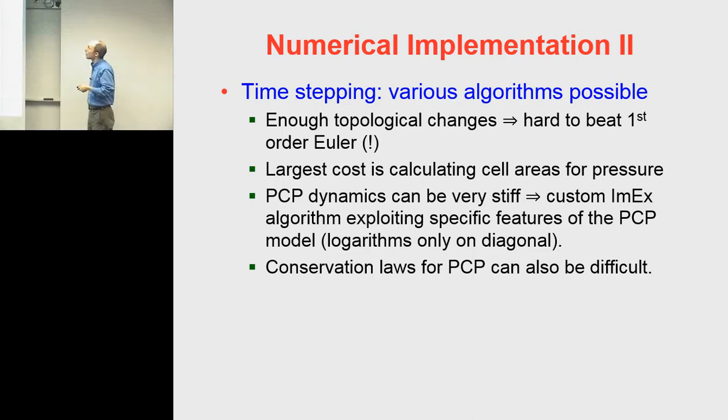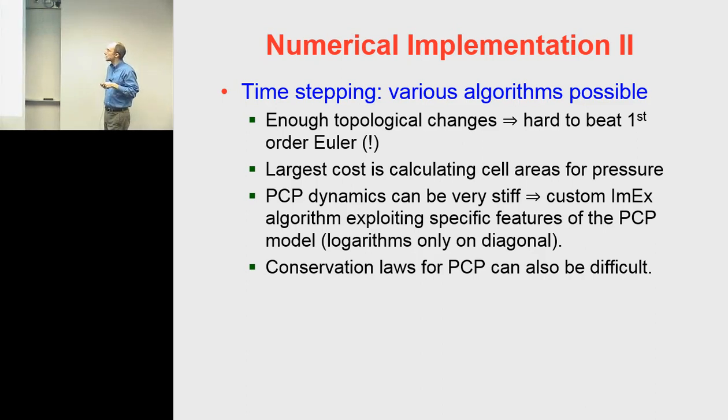And so our PCP dynamics can be very stiff. If the concentrations get too large or small on an edge, they want to relax away from that very fast, much faster than the vertex evolution. And this means that you need to use an implicit algorithm.